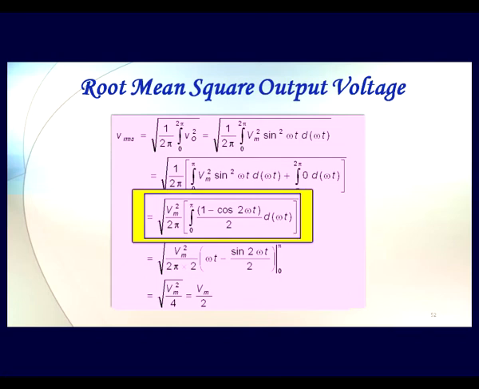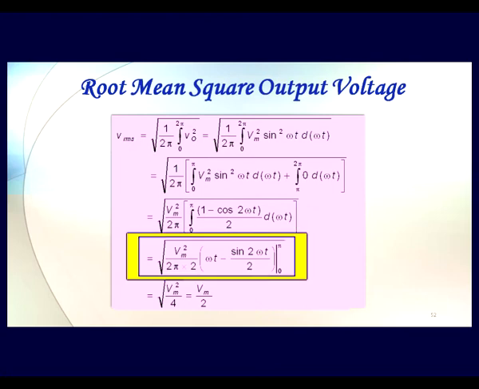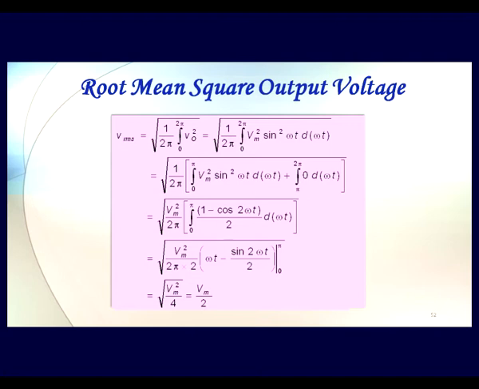Sin square omega t d omega t we can always replace by 1 minus cos 2 omega t by 2 d omega t, and integrate it, we get omega t minus sin 2 omega t by 2 in the integration limits of 0 to pi. So if we substitute the values of 0 and pi in this sin 2 omega t, it is going to be 0. So omega t is the only surviving component here, which will be giving us output of Vm square by 4 root, that is Vm by 2. So the RMS voltage of our half wave rectifier will be Vm by 2.